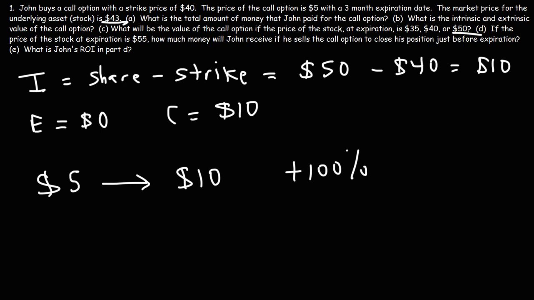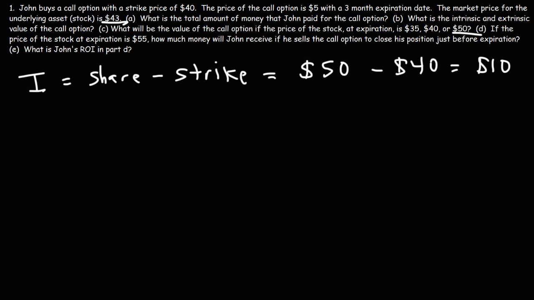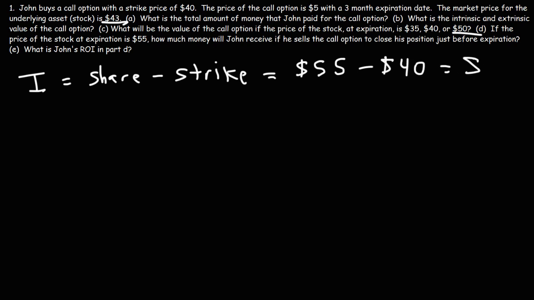Now let's move on to part D. If the price of the stock at expiration is $55, how much money will John receive if he sells the call option to close his position just before expiration? The share price is $55 this time. The strike price remains 40. So the intrinsic value is 15. The extrinsic value will still be 0. So at expiration, the price of the call option will be $15.